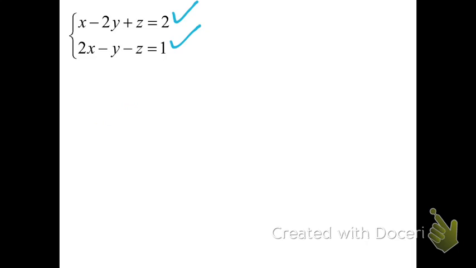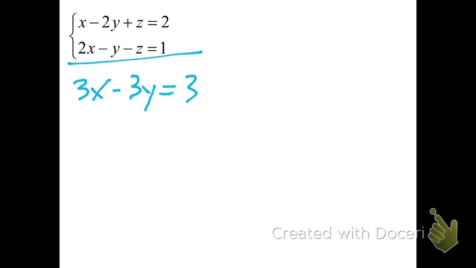So that's why this is definitely going to have infinite solutions. And anytime you have more variables than equations, there's going to be infinite solutions. Alright, so what you do is you just try to eliminate a variable. So since we have opposite coefficients with our z's, we could just add these together. So we get 3x minus 3y equals 3. Alright, so z is gone.